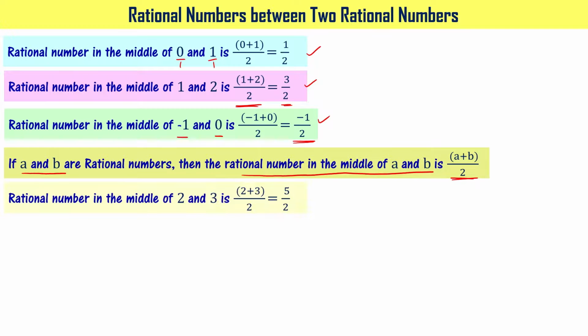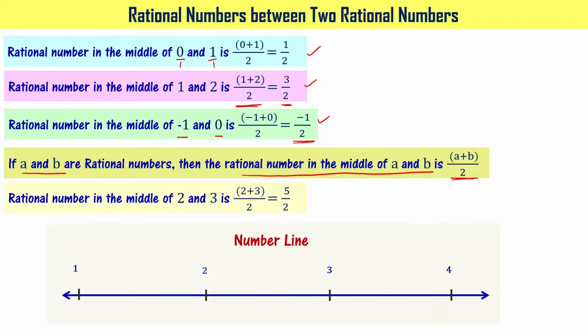Using this, now I can say that the rational number in the middle of 2 and 3 is 2 plus 3 divided by 2, that is equal to 5 by 2, right? This can be represented on the number line. If you represent that on the rational number line, it looks like this. Exactly at the midpoint of 2 and 3, you have 5 by 2. Let's take a note of that.